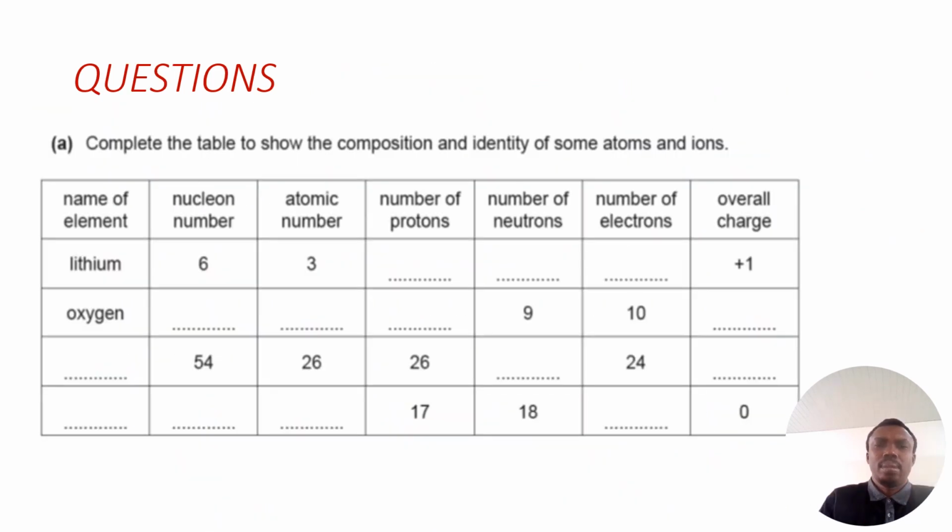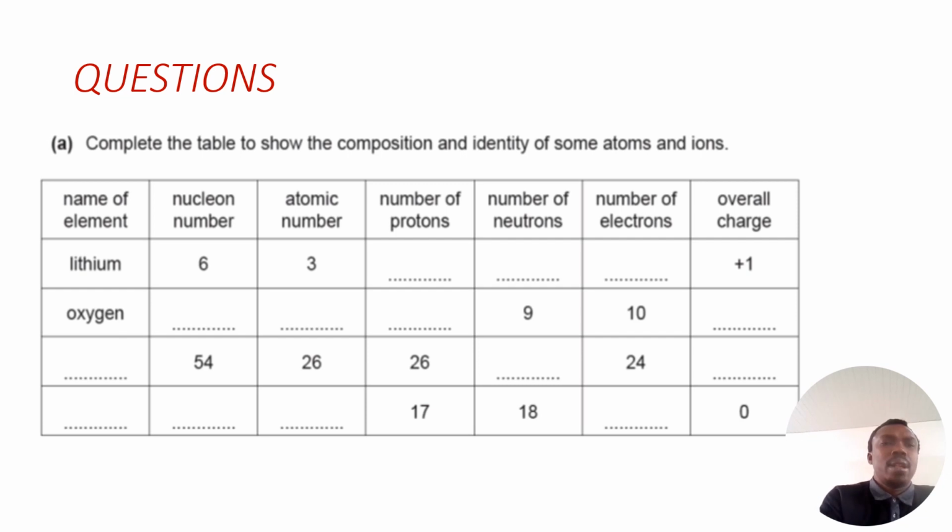So it's as simple as ABC. Before us is a typical examination question. Complete the table to show the composition and identity of some atoms and ions. I'm just going to solve the first one, and I'll leave the rest for you to attempt. If you encounter any difficulty, please feel free to reach out to me. So I'm to complete the table now.